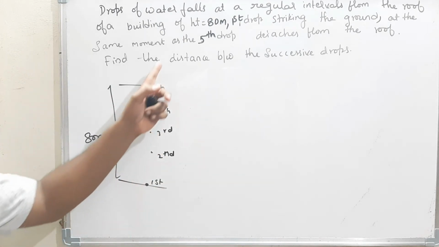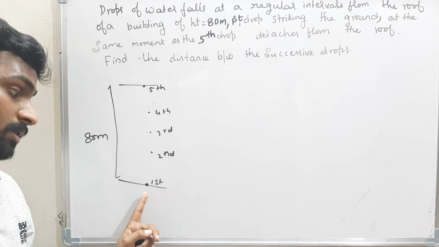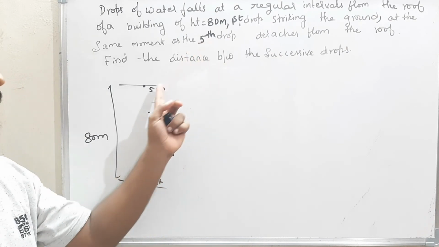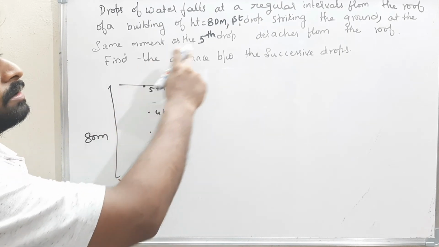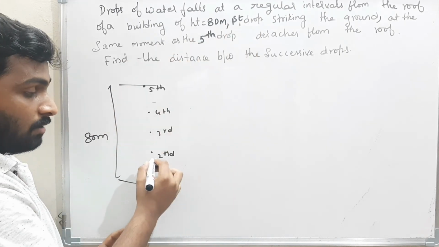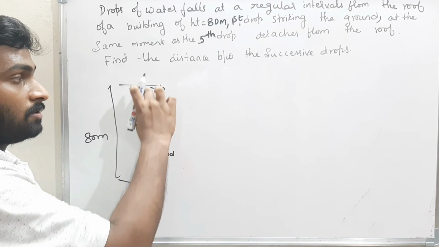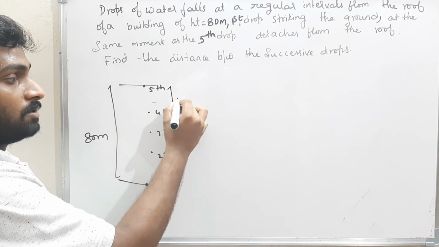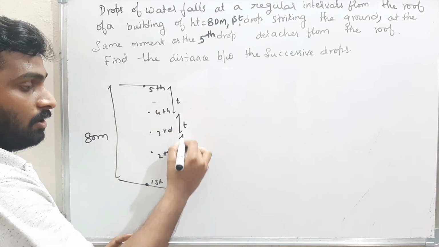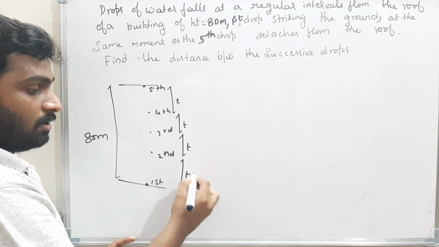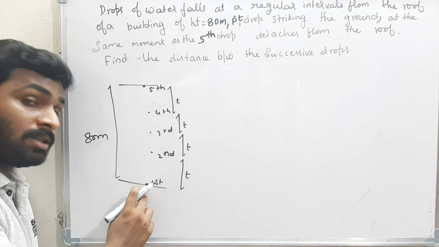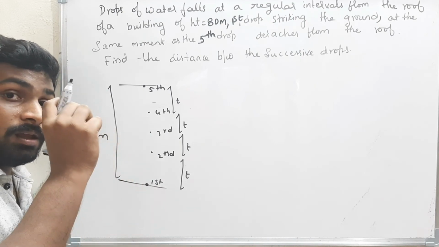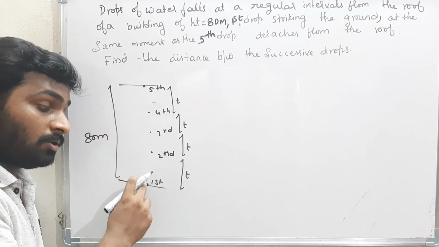See here, they told that when the first drop is striking the ground, the fifth drop is detaching from the roof, and they are at regular intervals. That means the time between two drops will always be the same. Here the time between the first two drops is t. Here also t. Here also t. And here also it is t. Now, what is the time taken by the first drop to reach the ground?